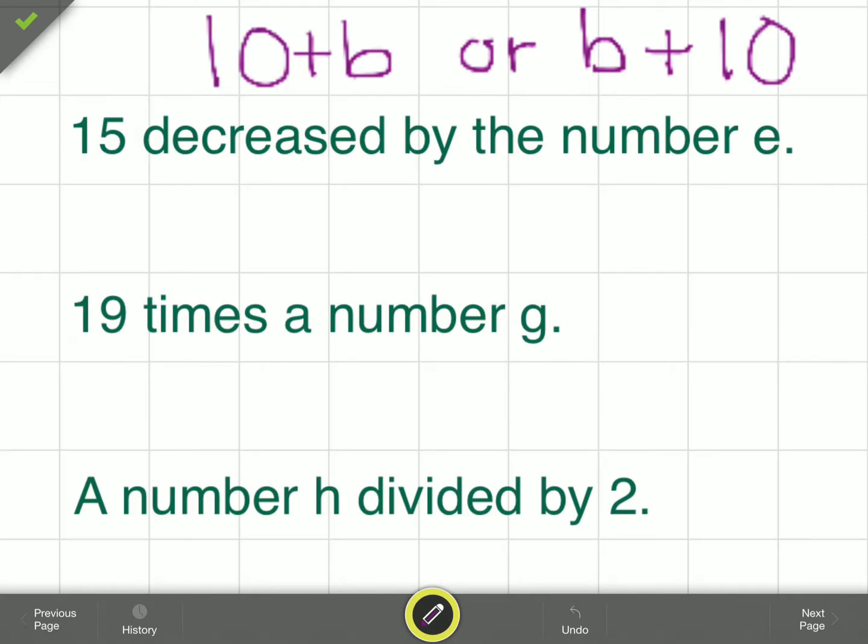15 decreased by the number e. Which operation would I use? Good. I would use subtraction. How would I write my algebraic expression for this word phrase? There is only one choice on how to write this expression. I would have to have 15 first because it says 15 decreased by the number e. So we are taking that e away.